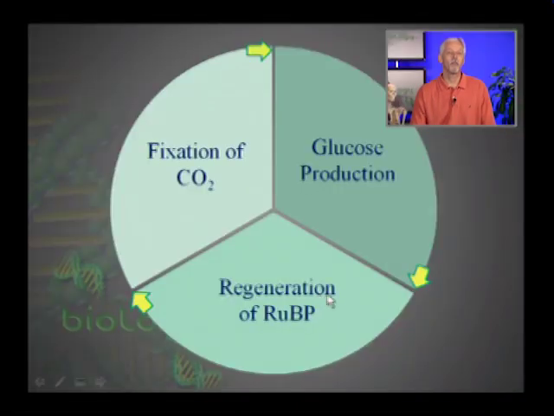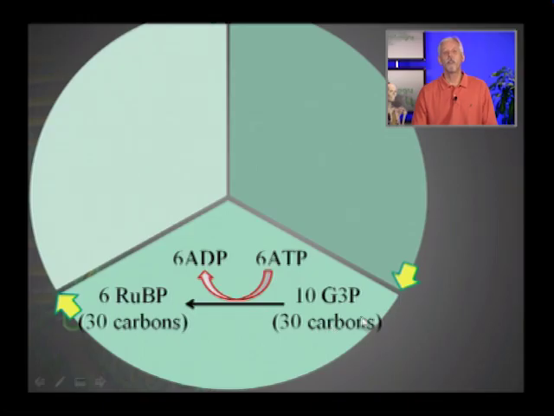So last step then is to regenerate the ribulose bisphosphates. So in the regeneration of ribulose bisphosphates, the 10 glyceraldehyde 3-phosphates, through a series of enzymatic reactions, will be reassembled to form 6 ribulose bisphosphates, each from 5 carbon sugars. So we're going to start with 30 carbons. We're going to end up with 30 carbons, but they're just going to be in a different format. And that also requires 6 ATPs to carry out that series of steps.